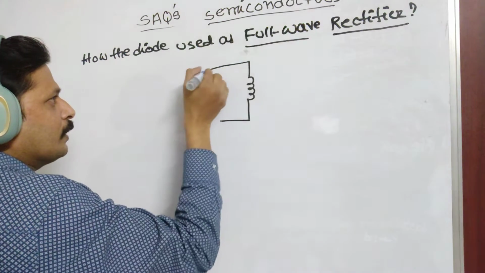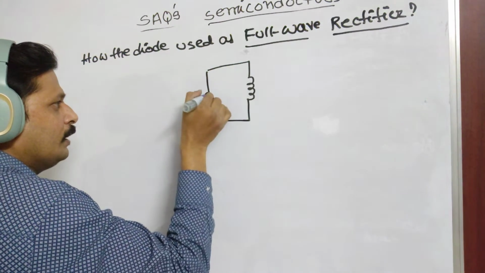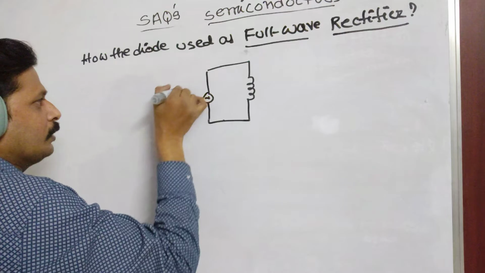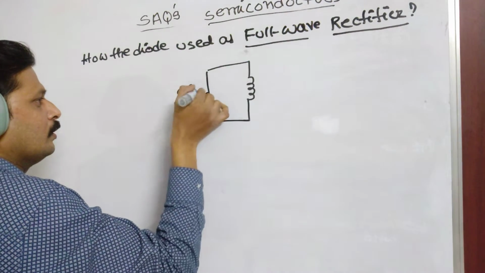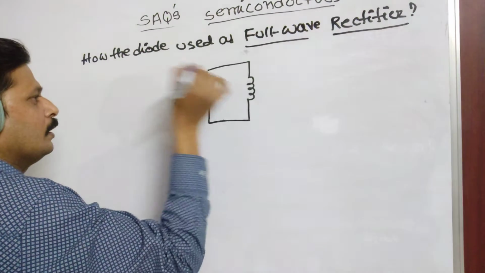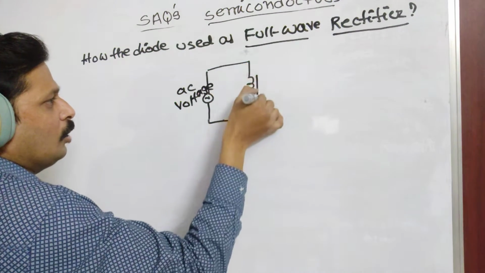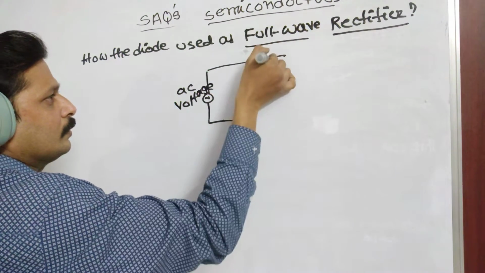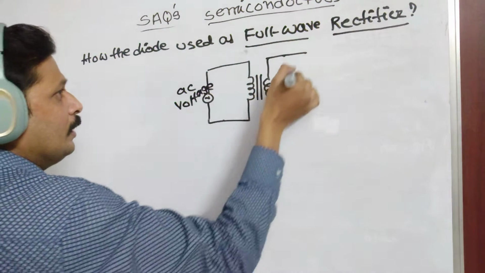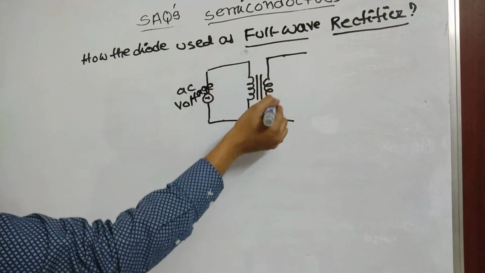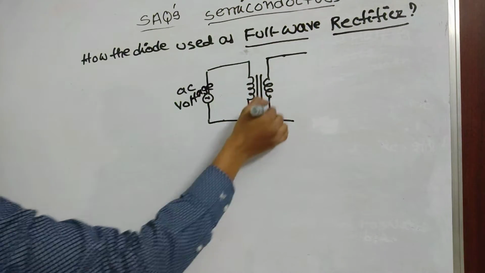What are the basic requirements for this? One is AC voltage, what I showed earlier, now also the same AC voltage, followed by the transformer. It contains the difference of half wave and full wave. I am showing it diagrammatically now.